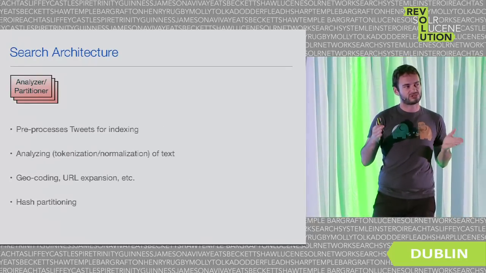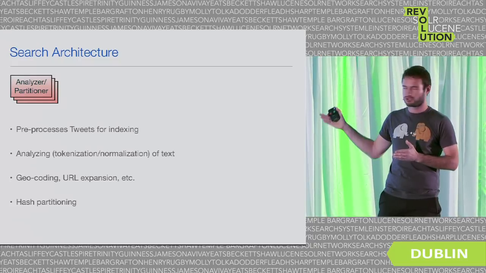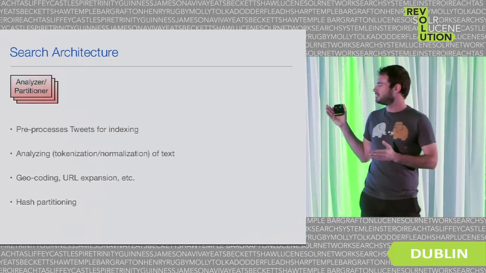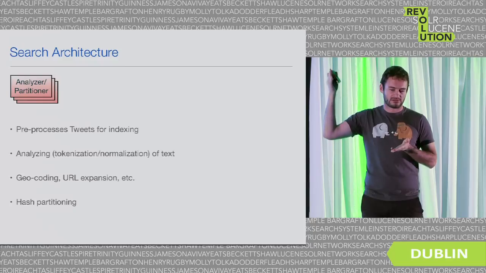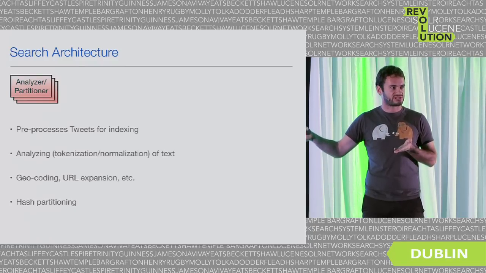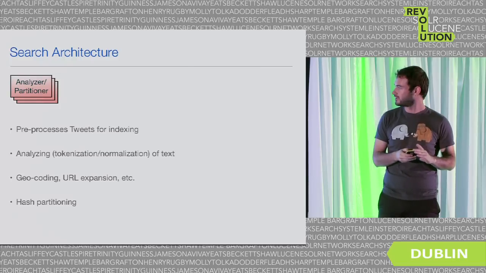What it also does is hash partitioning. Of course, we don't have all tweets in a single index. I'm going to show the cluster layout in a second. But this component takes the tweet ID, mods it by the number of hash partitions that we have, and then arranges the data in different hash partitions.